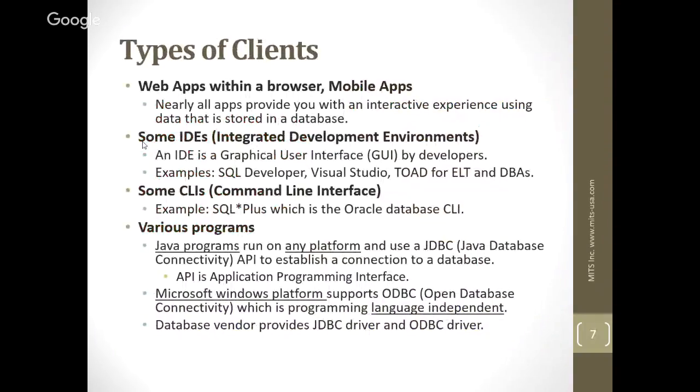So types of clients. You've got web apps within a browser, you've got mobile apps. Nearly every app is going to be interacting with a database. The really, really simple apps don't need a big database on the back end. It might just be something really simple and very light, like Derby, the name of a really light, small database that fits well on phones. So even apps on a phone usually have some type of database embedded with the code. You've got your IDEs.